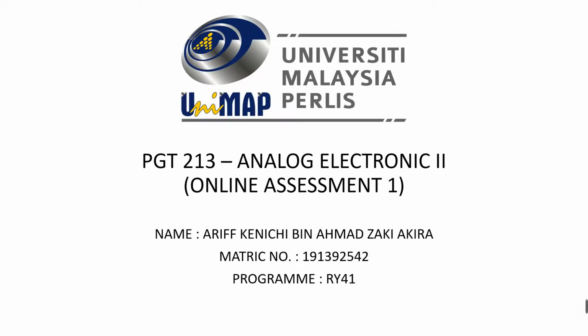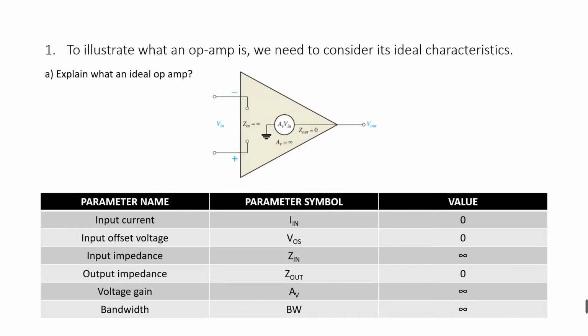Matrix number 1913925542, program RY41. In this video, I will present about the online assessment 1 for the PGT213 analog electronic 2. So, what is an OPM and what is the ideal characteristic of the ideal OPM? There's several parameters we need to keep in mind. There's several more, but I take a few of them.